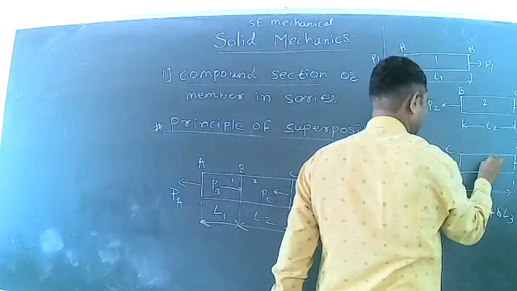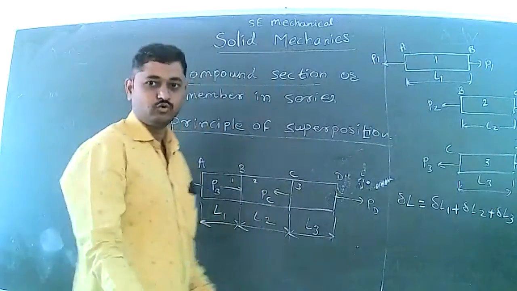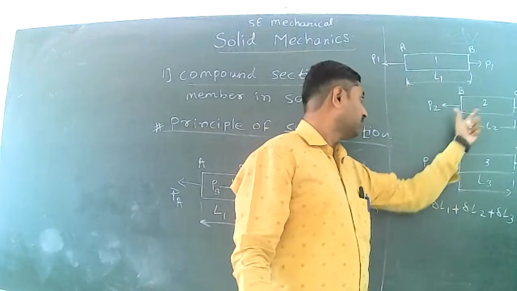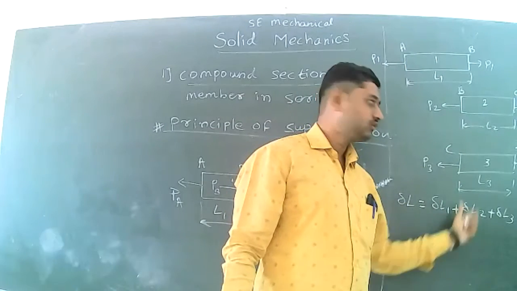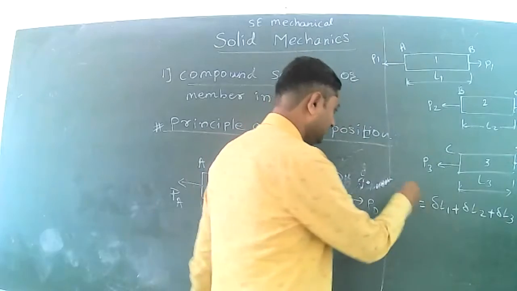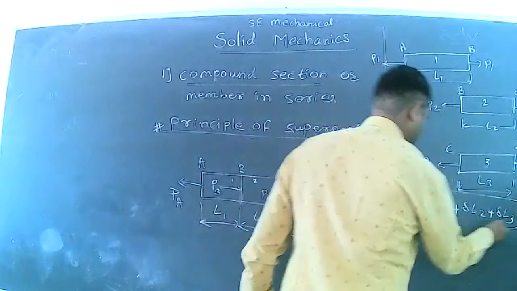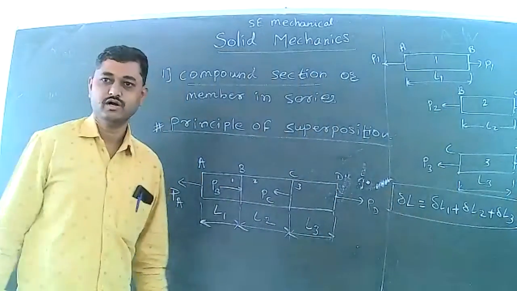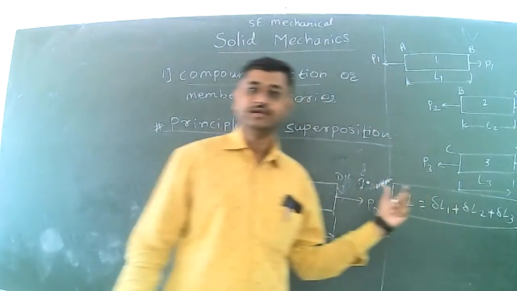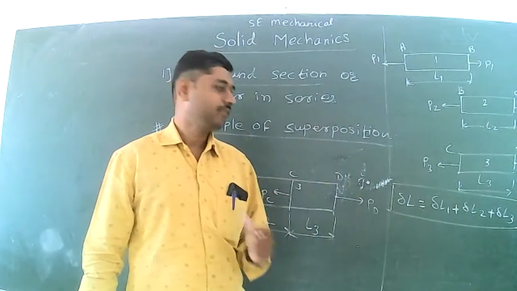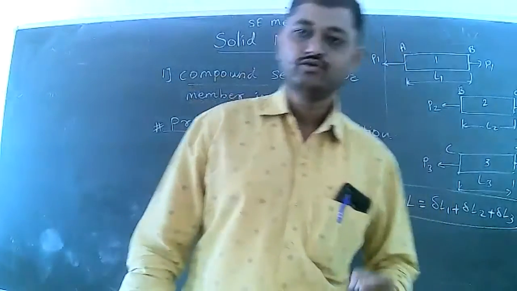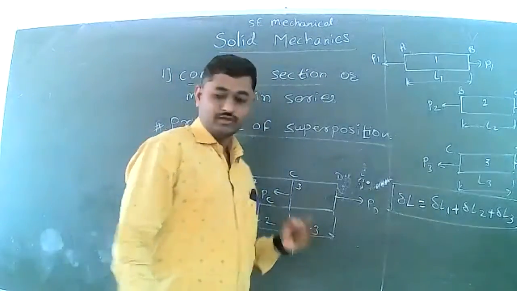Here, these are the three members: 1, 2, 3. Deformation for the first member is delta L1, for the second member is delta L2, and for the third member is delta L3. The net deformation delta L is equal to the sum of the deformations of each individual member. This is called the principle of superposition.